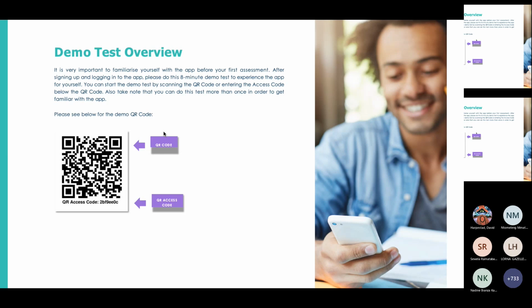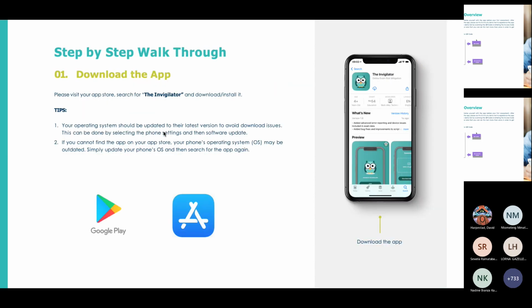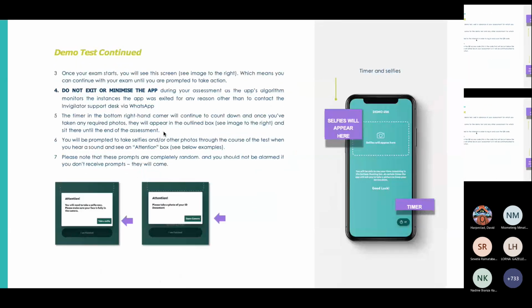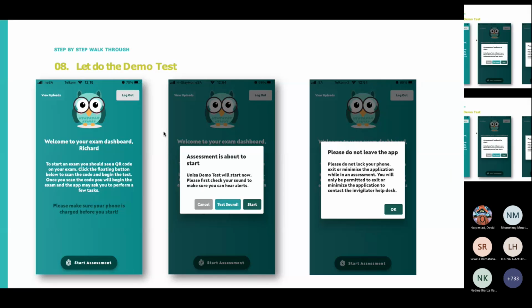There was also a question on how you start the demo. Remember, the demo is the same as you would do with a normal exam. You start the app, you say start assessment. There's not a specific demo button. You click the start assessment button, and then you scan the QR code as you would do a normal exam. There's no special button for the demo. You still click on start assessment, and then you scan in the code.